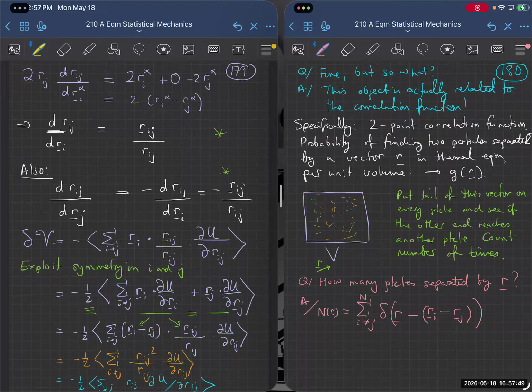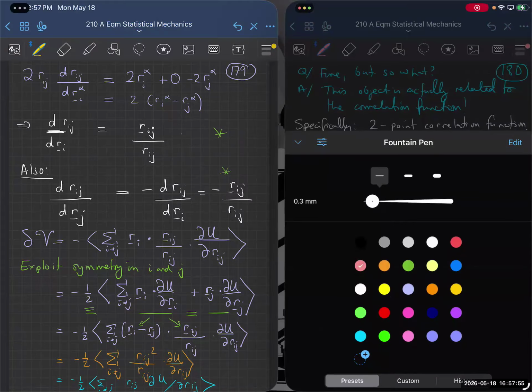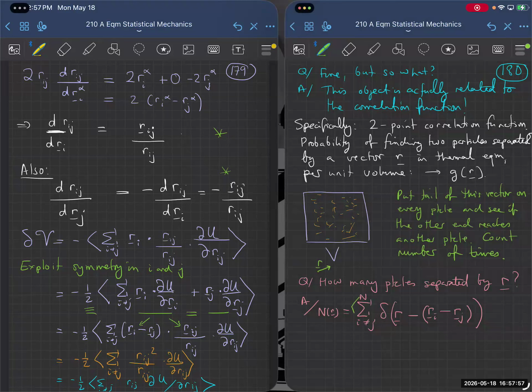Then, this is just true for a static snapshot, but I want to do this in thermal equilibrium. So I need to average by putting thermal expectation value brackets around this. So I have to do this in thermal equilibrium. And let's have a look at how we could simplify this.